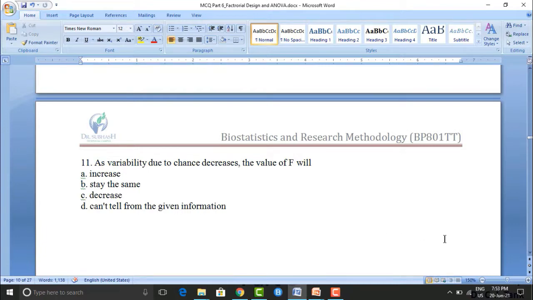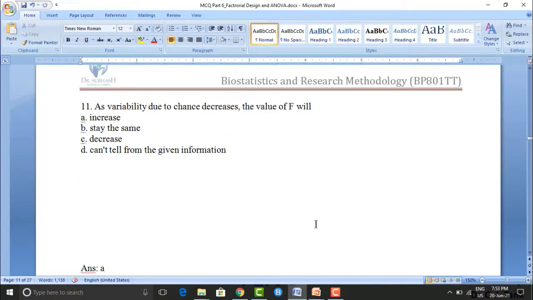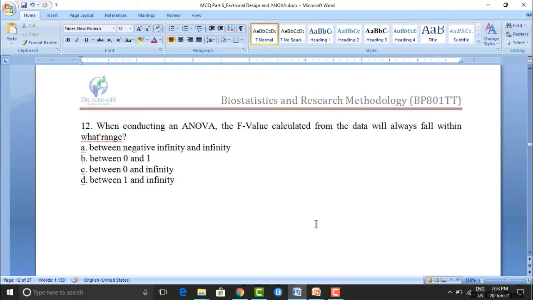Next question, as variability due to chance decreases, the value of F will option A, increase, option B, stay the same, option C, decrease, option D, can't tell from the given information. The correct answer for this, that is A, increase. Question 12. When conducting an ANOVA, the F value calculated from the data will always fall within what range?